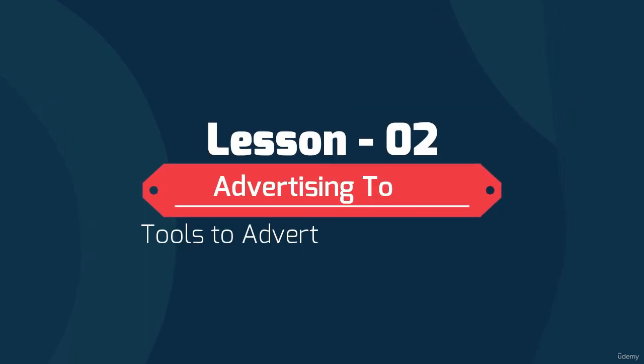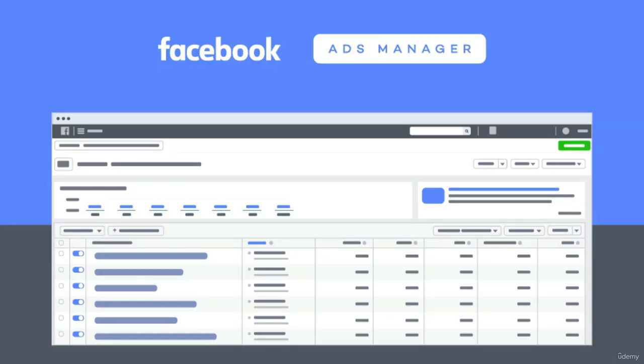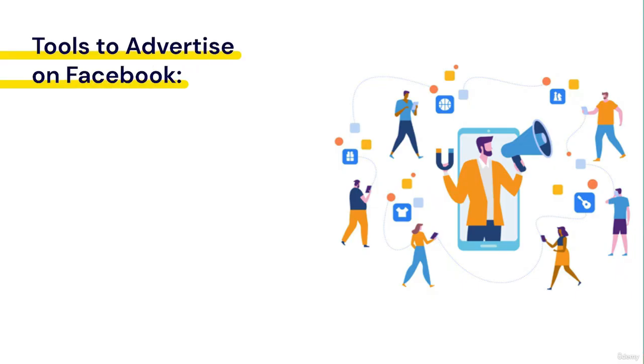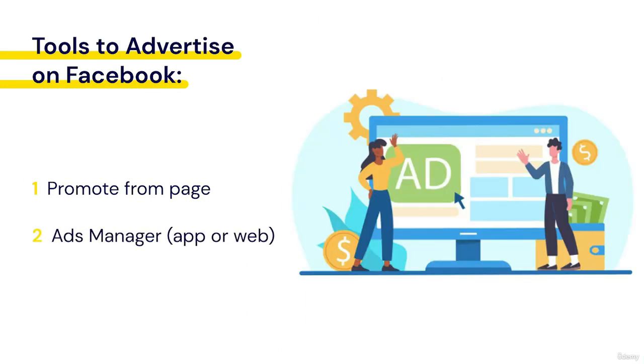Before we go into building actual ad campaigns later, let's first explore what tools you will use to build those ads. Facebook has two major tools you can use to create your ad campaigns. The first tool allows you to create ads from your business page using the promote button. The second tool is known as Ads Manager, which can be used on your smartphone through the Ad Manager app or through the web on your desktop computer.